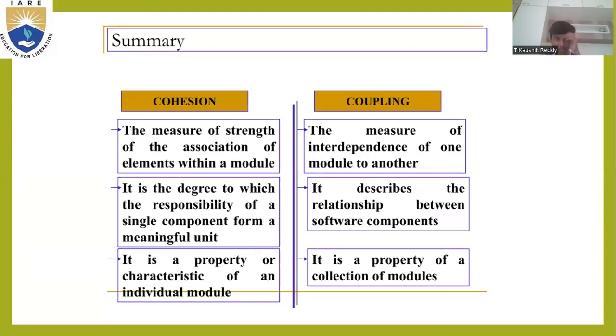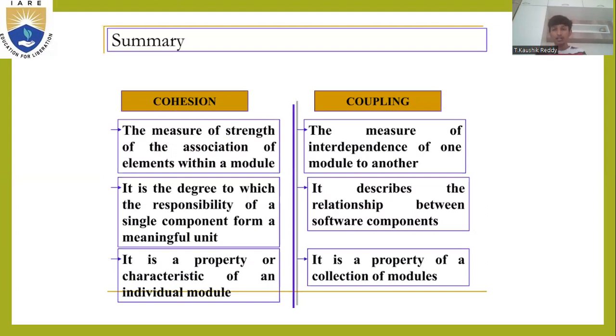Second point: cohesion is the degree to which the responsibility of a single component forms a single meaningful unit, whereas coupling describes the relationship between software components. The last difference: cohesion is a property or characteristic of an individual module, whereas coupling is a property of a collection of modules.